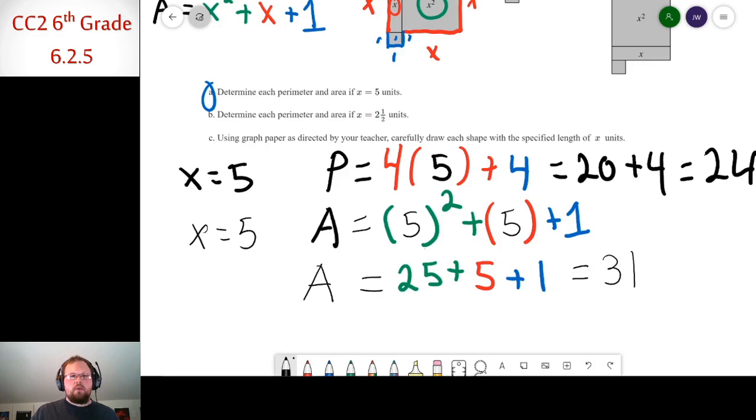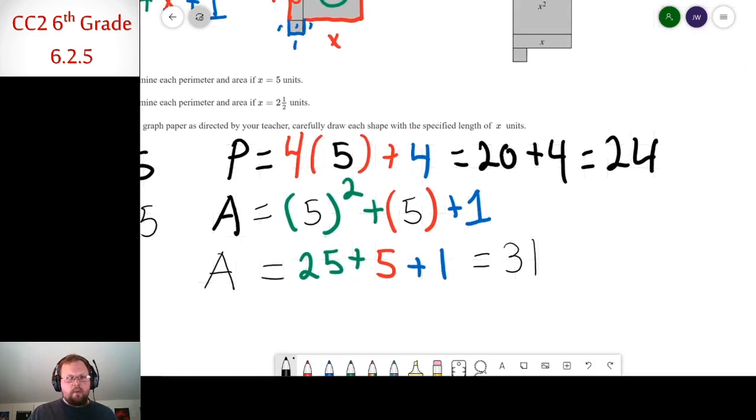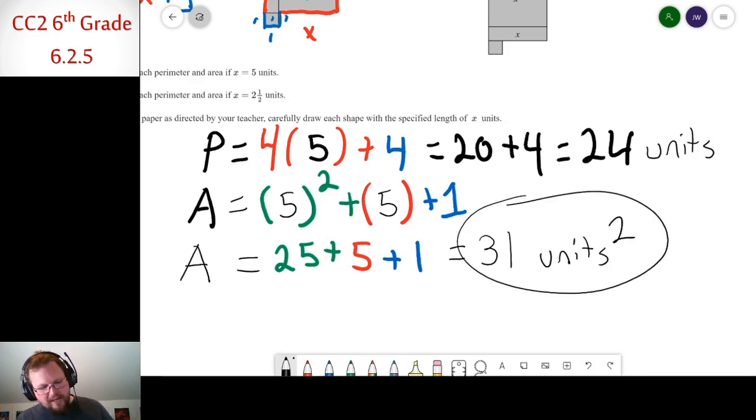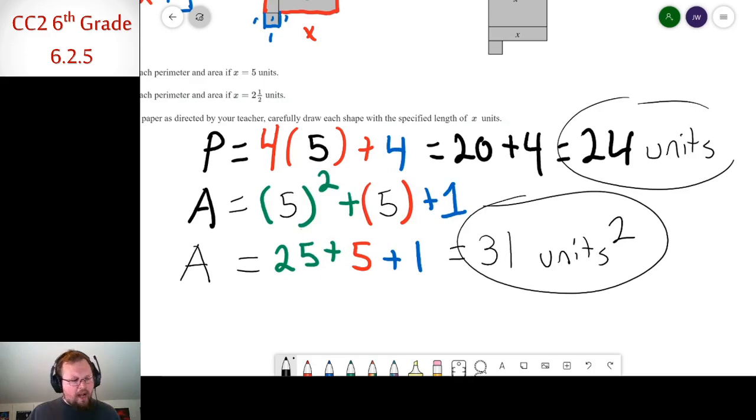Now, you can't leave the area and perimeter as just 24 and 31 because those are ambiguous. It's not 24 miles or 24 feet or 24 cheeseburgers or whatever. This is strictly 24 units for perimeter. And when you're dealing with area, it is units squared. So that's my area, that's my perimeter.